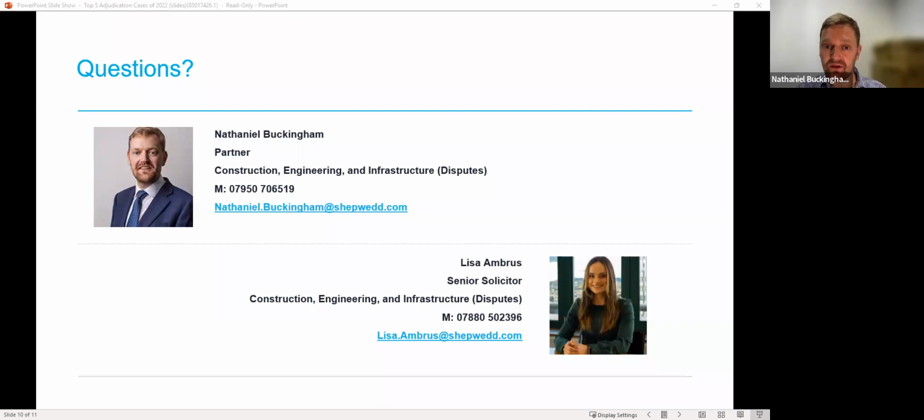So the first question is, how do you decide if an adjudicator has derived his reasoning from the parties or went off on a frolic when considering whether to challenge a decision? That's a good question, and obviously the two contrasting cases here, Van Oord and the Bilton case, the courts arrived at different decisions. It really does depend on the particular decision reached by the adjudicator and the arguments put forward.